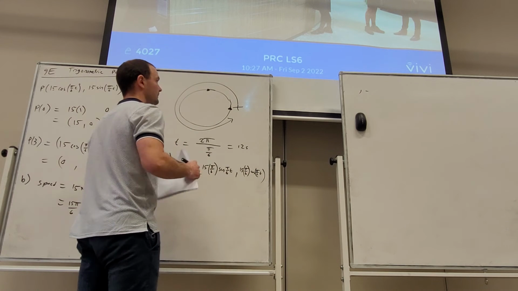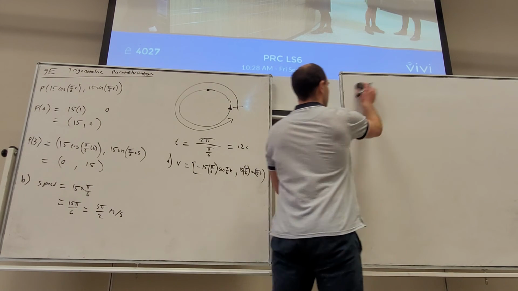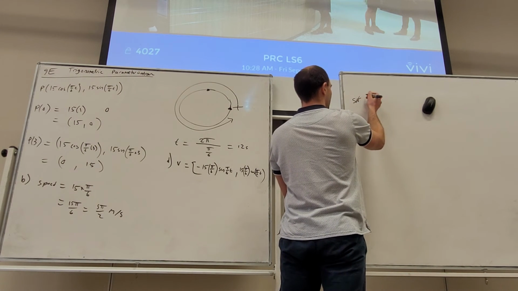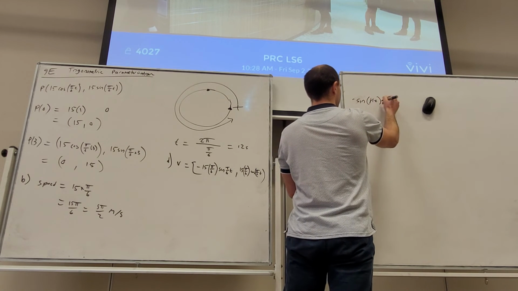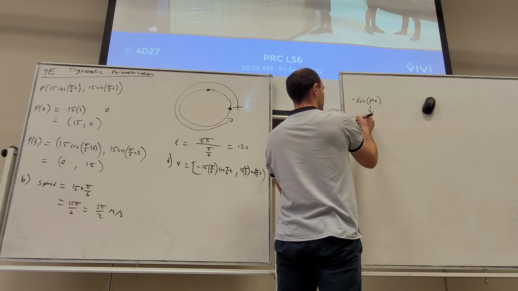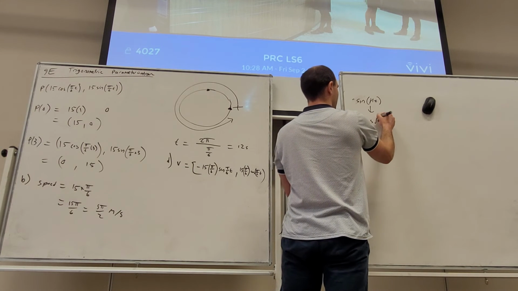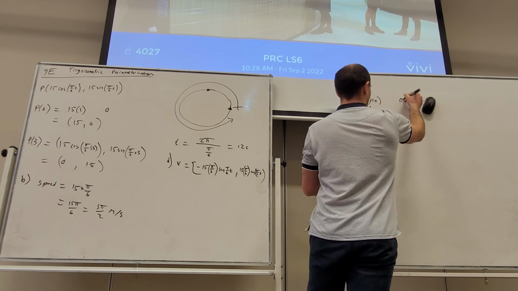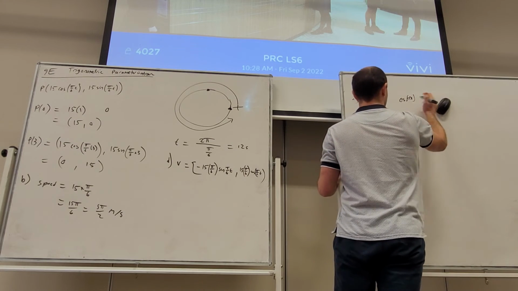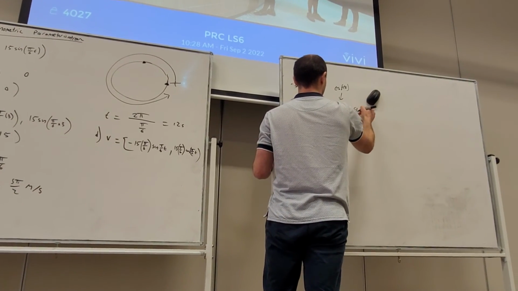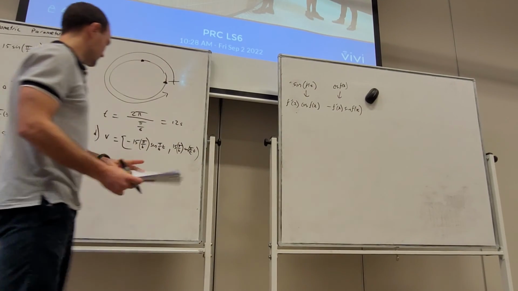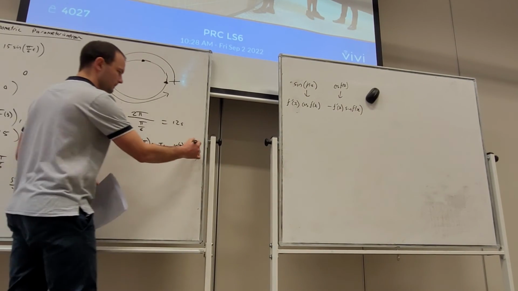I might just list the differentiation rules very quickly so you can remember. If we have sine of f of x, the derivative is f dash of x cos of f of x. And if we have cos of f of x, the derivative is negative f dash of x sine of f of x. That's what I'm using there to get the velocity vector.